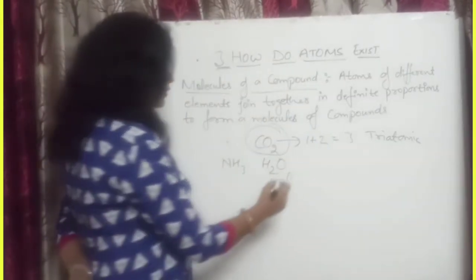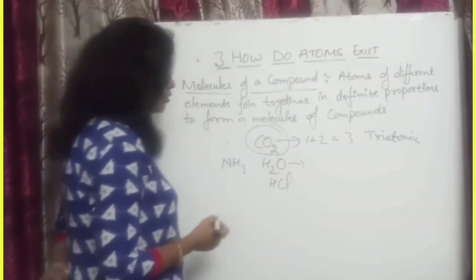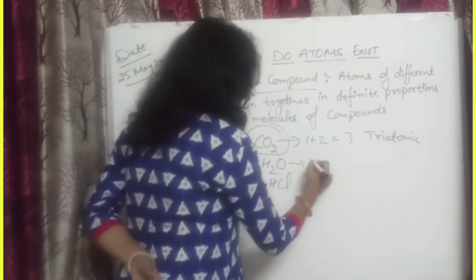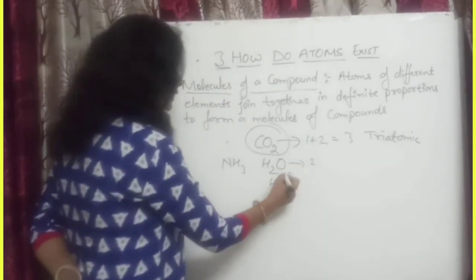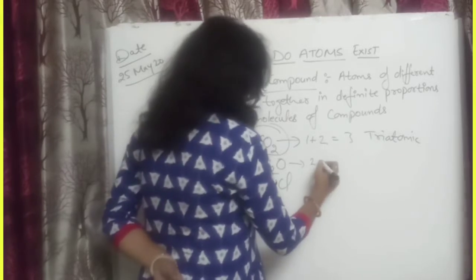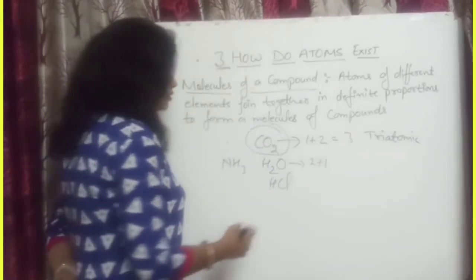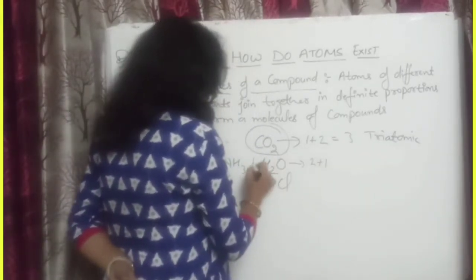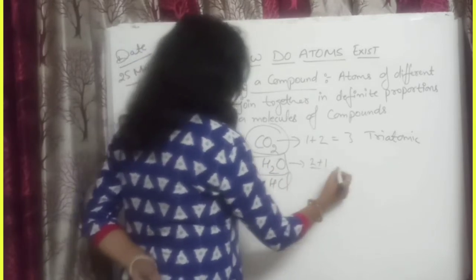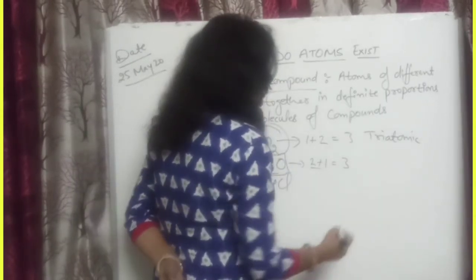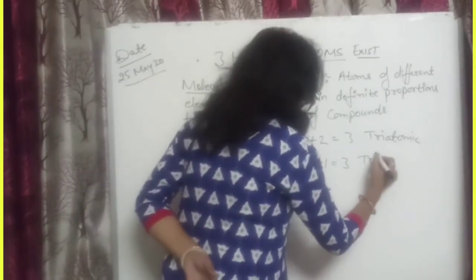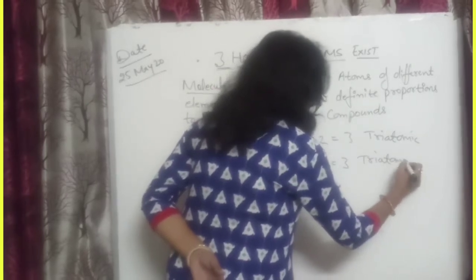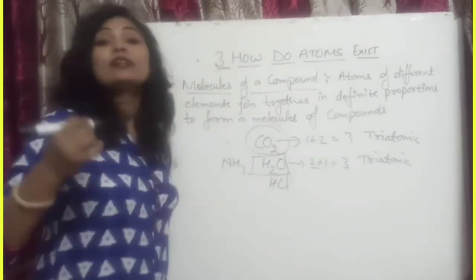Okay. If we take H2O, there are 2 atoms of hydrogen and 1 atom of oxygen. So this molecule of water consists of 3 atoms. So it is also triatomic. This molecule is also triatomic.